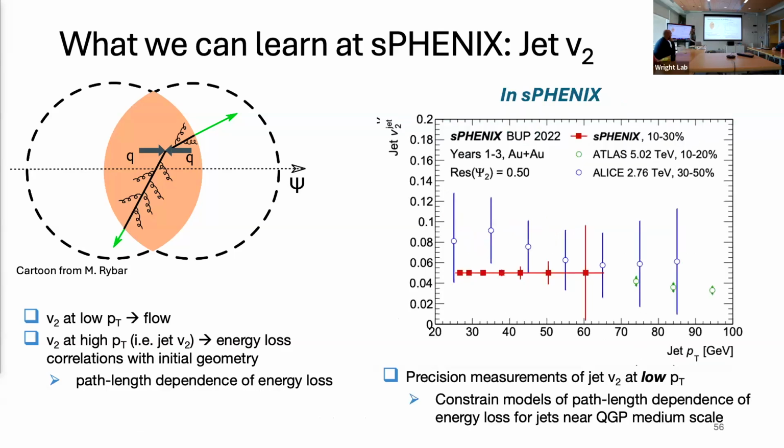And so where sPHENIX can come along and inform this a little better is at the low pT region. This is especially important because if you go to very low pT jets, you're getting closer and closer to the scale of essentially the QGP medium itself. You expect maybe more of an effect, more tension.